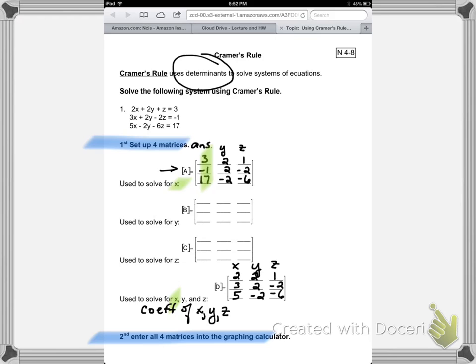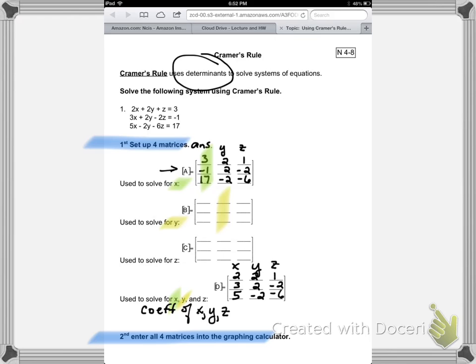Now we're going to go to solve for Y. We're going to solve for Y with matrix B. We're still going to use this D matrix, it's going to stay just as it is, but we've got to set up the B matrix that we're going to use for solving Y. And the Y column is what's going to be different in this matrix.